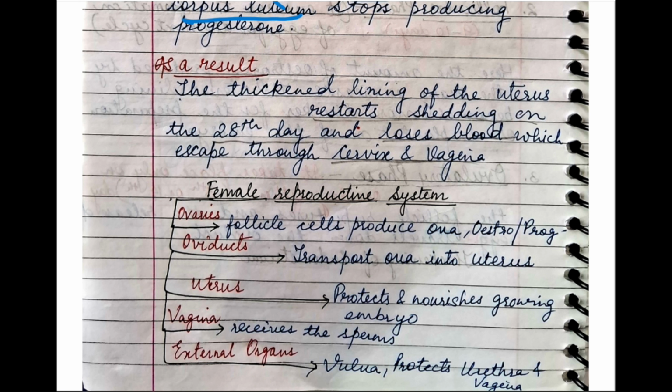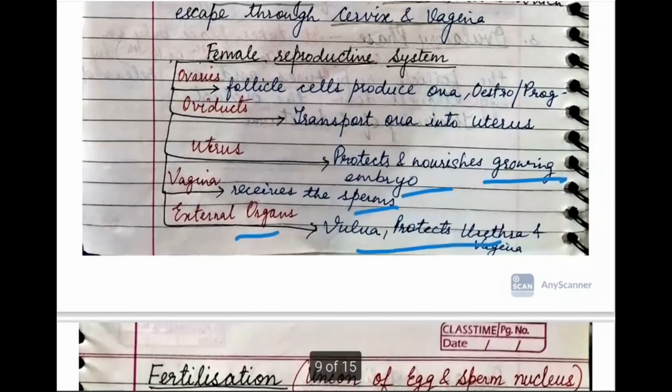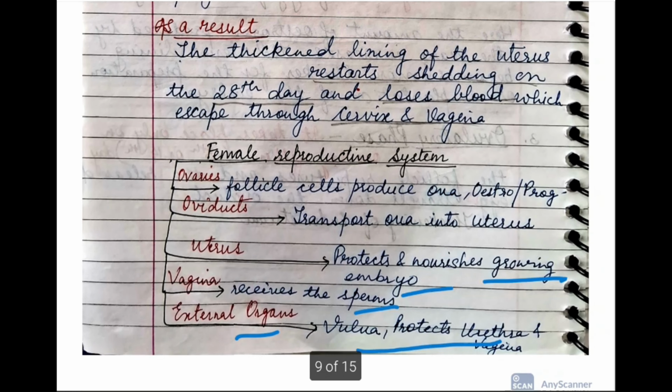The female reproductive system is just a flowchart type. Ovaries: follicle cells produce ova. Then the oviduct transports ova into the uterus. Then the uterus protects and nourishes the growing embryo. The vagina receives the sperm. External organs are the vulva, which protects the urethra and vagina. All right, here at a glance you can understand.